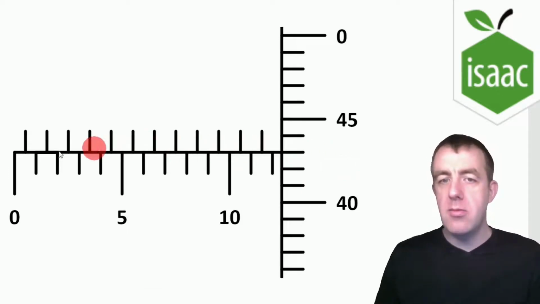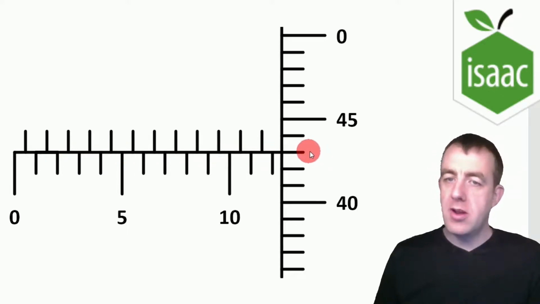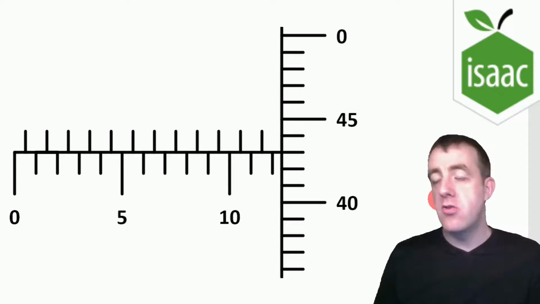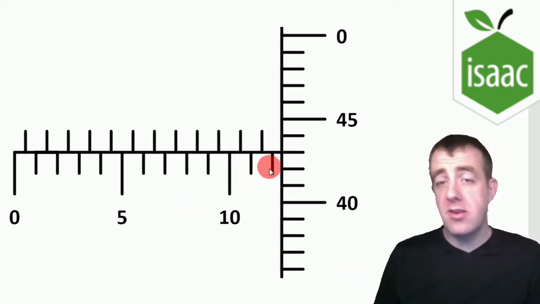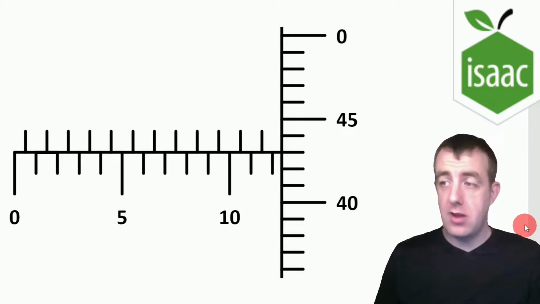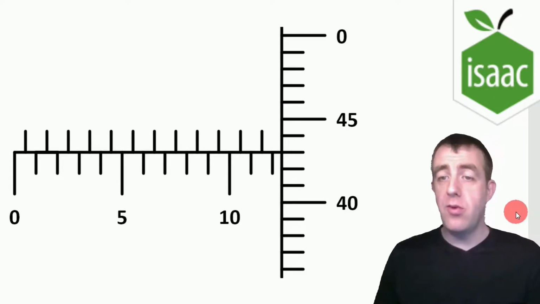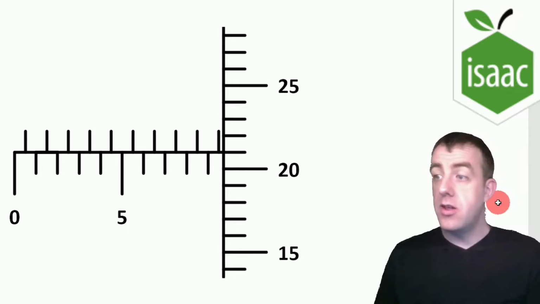You line up the central line down the middle of the main scale with the notch on the micrometer scale to find how many hundredths of a millimeter. So altogether this is 12 millimeters plus 43 hundredths of a millimeter. That's 12.43 millimeters. Here's another example.